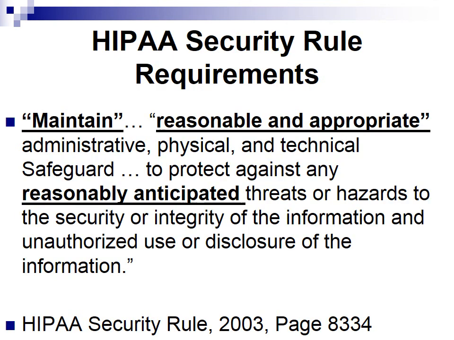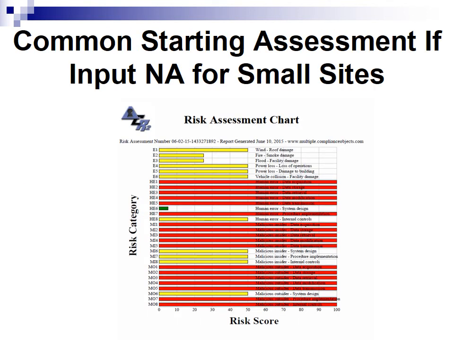While apparently complex, the only real requirements under the HIPAA security rule are to have reasonable and appropriate precautions that are sized to the size and complexity and resources of the organization. A common risk assessment summary for a small site after inputting NA determinations will look something like this.